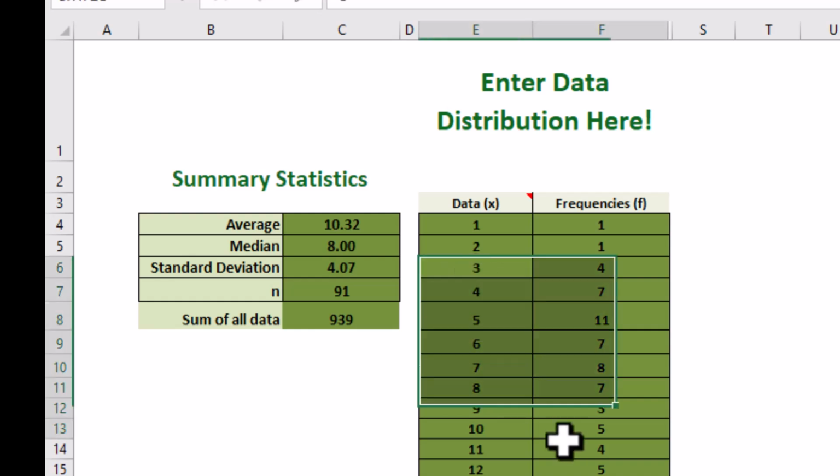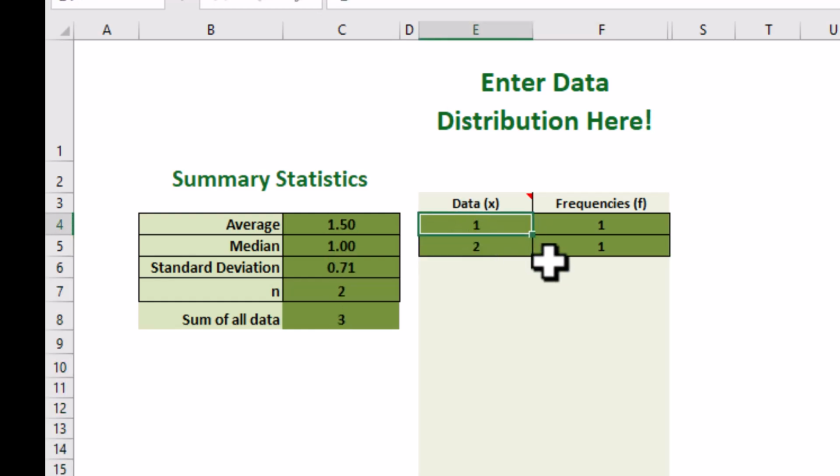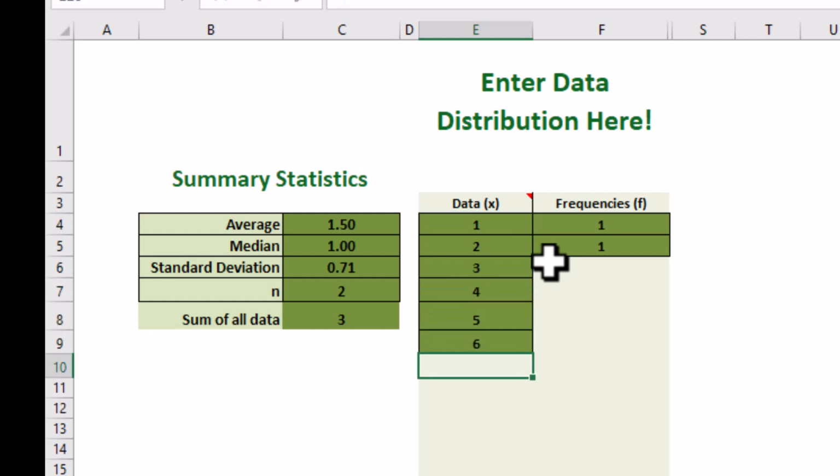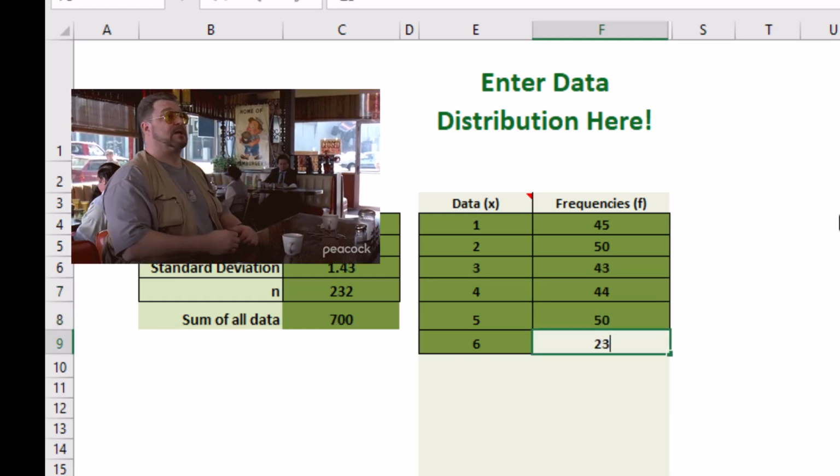But let's suppose you roll a six-sided die a bunch of times. So the possible values you could have are 1, 2, 3, 4, 5, and 6. And let's say you roll it a bunch of times and you get 45 ones and 52 twos and you get 43 threes and 44 fours. It's hard to talk this morning. I need more coffee. And let's just suppose that's your data.